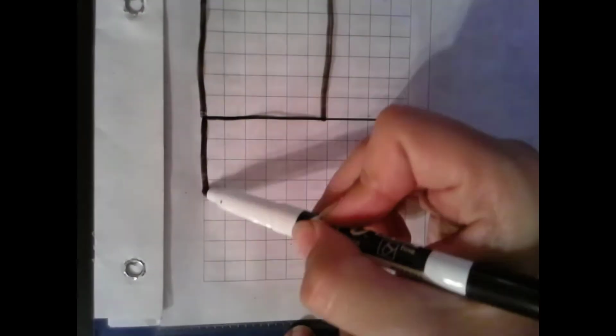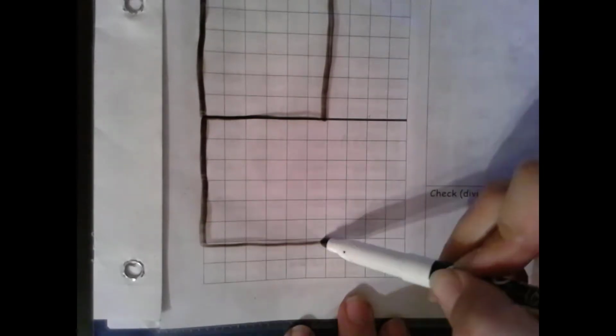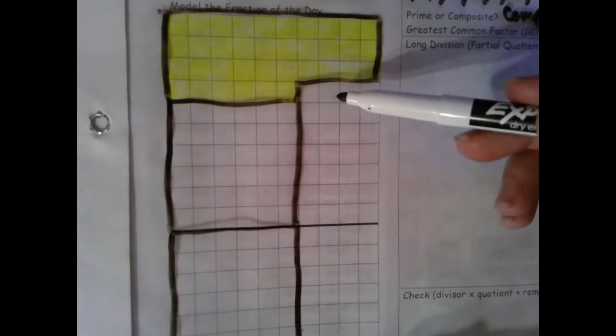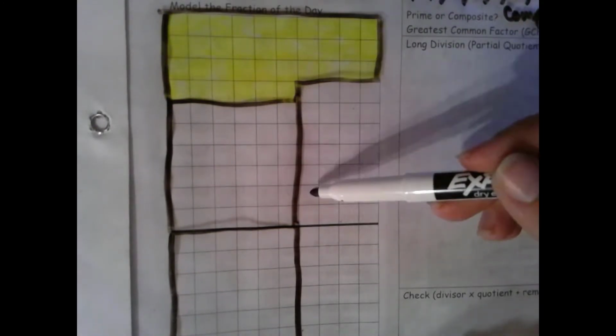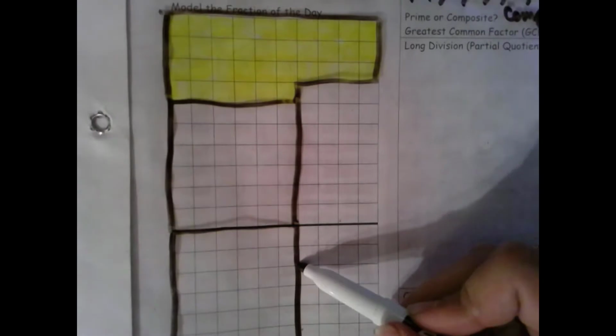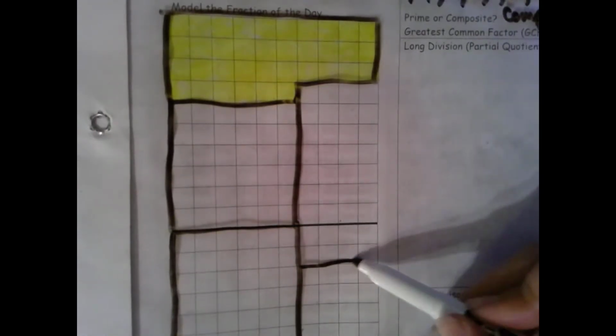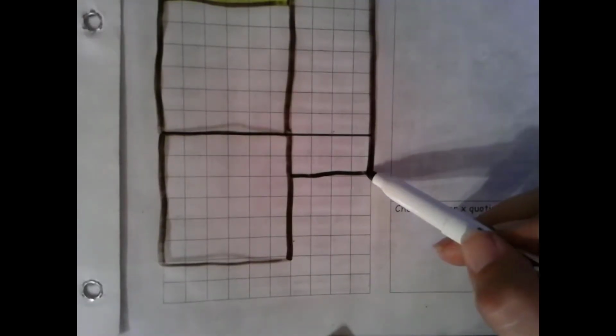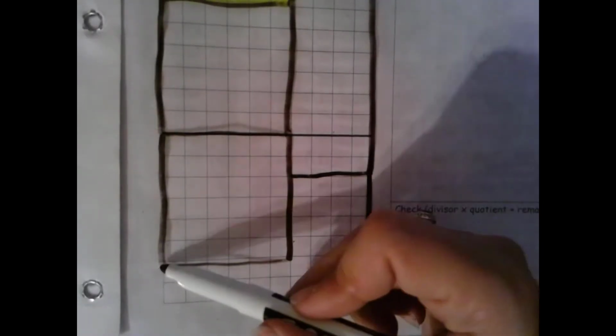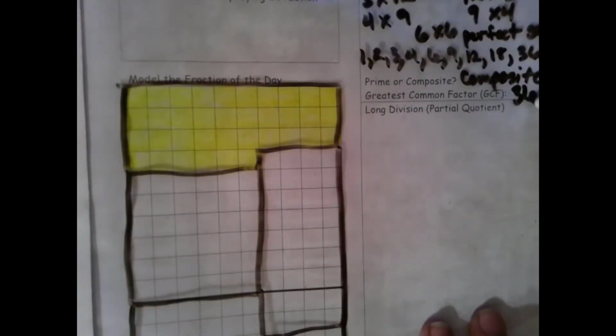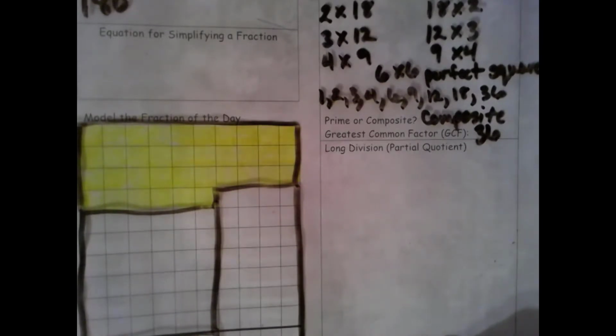Then here, 1, 2, 3, 4, 5, 6 times 6 is 36. Here, 4 times 1, 2, 3, 4, 5, 6, 7, 8, 9. 4 times 9 is 36. And then here, 4 times 4 is 16, plus 20 is 36. And look at that. I have no remainder. So that means 36 is our greatest common factor.